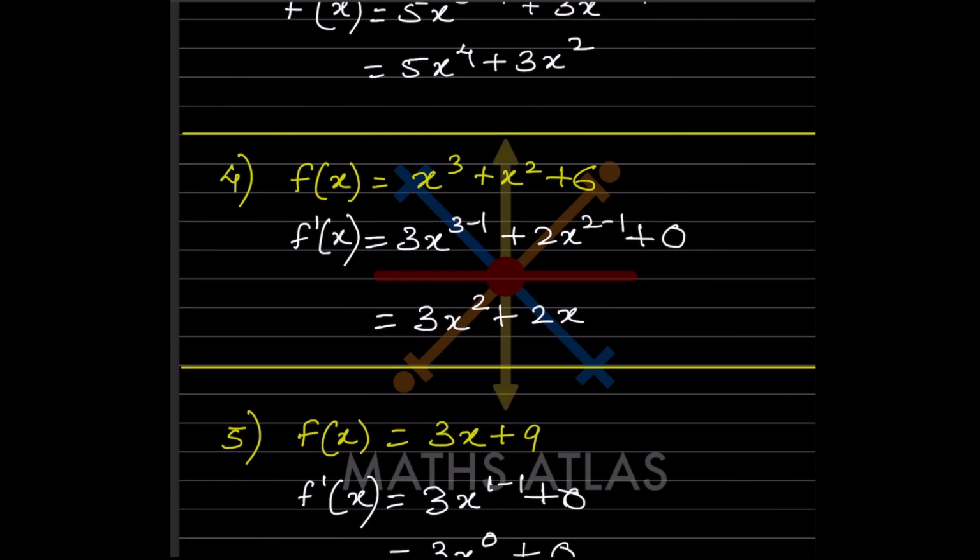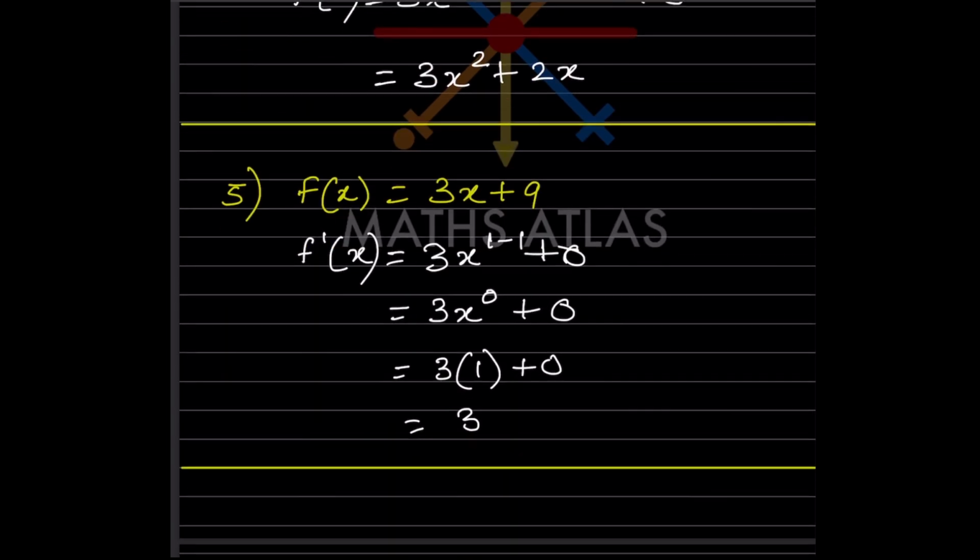Here there are three terms: x cube plus x square plus 6. For this one we are going to use the same formula, n x raised to n minus 1, plus here 2x raised to 2 minus 1. And this is a constant, so the derivative of a constant is going to be 0. For this one we are going to write 0. So now when we solve this part, this will be 2 and this is again 1, so we can write here 2x. So this is the answer.